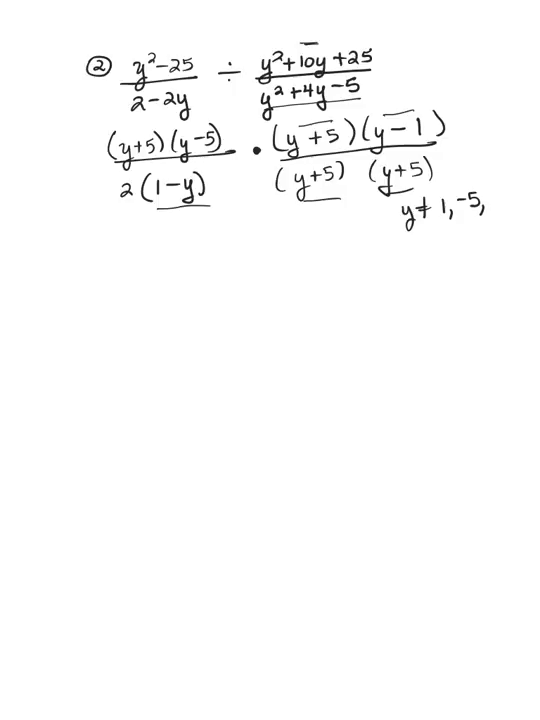Now we divide through. So the 1 minus y and the y minus 1 divide through to a negative 1. The y plus 5s automatically divide through. These y plus 5s divide through.